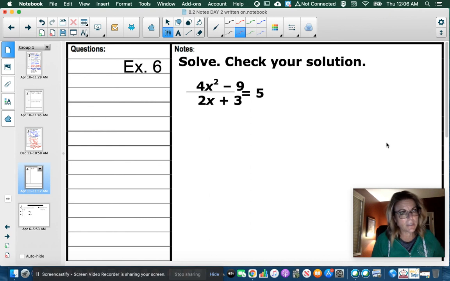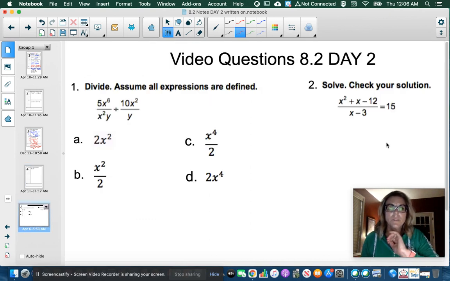Example 6, I'm going to say for class, video questions, divide. Assume expressions are defined, and solve.